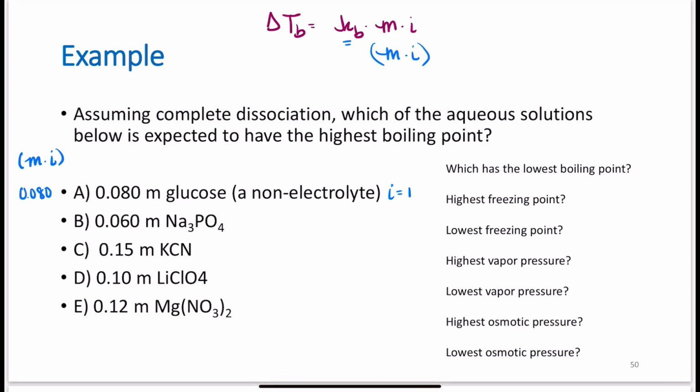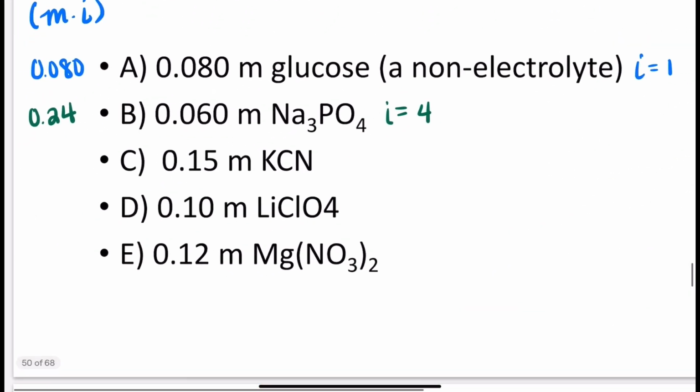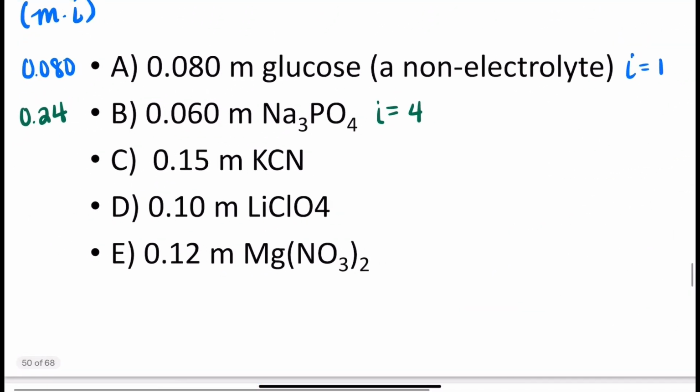Sodium phosphate splits up into 3 sodium ions and 1 phosphate ion, so I is equal to 4. 4 times 0.06 is 0.24. KCN, potassium cyanide, sorry, I'm trying to move the screen. Potassium cyanide splits up into 1 potassium ion and 1 cyanide ion, which is a polyatomic. I is equal to 2. It does not split up into 3 things. Remember, it splits up into K+ and CN-. That is a polyatomic cyanide. 2 times 0.15 gives me 0.30.